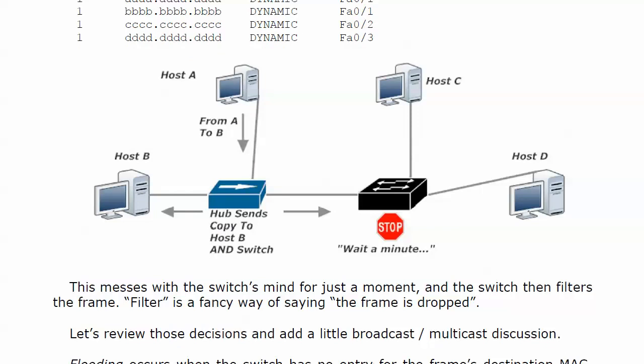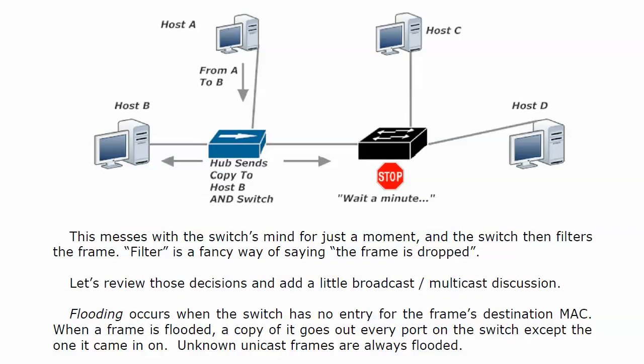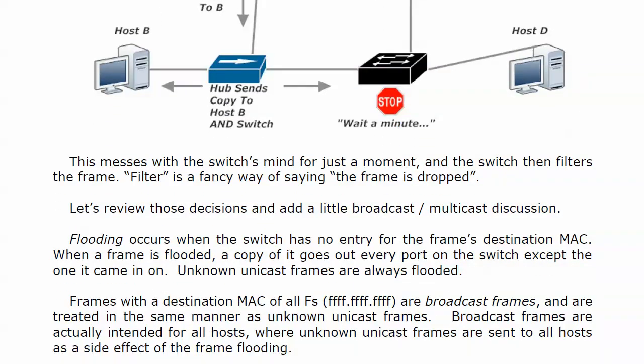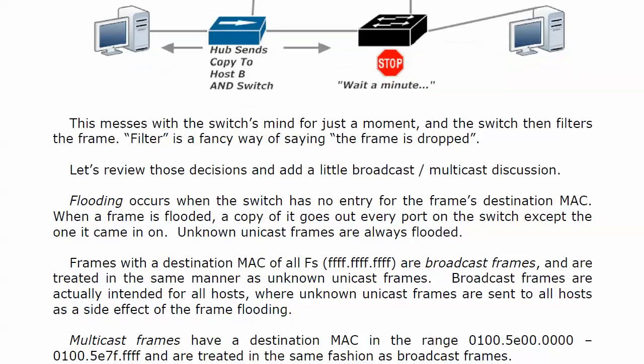Now, I want to review these decisions with you and add a little bit of broadcast multicast discussion to go with it. Flooding occurs when the switch has no entry for the frame's destination MAC, and when a frame is flooded, a copy of it goes out every port on the switch except the one it arrived on. Unknown unicast frames are always flooded. Now, frames with a destination MAC of all Fs, and they could be lowercase f's, uppercase f's, doesn't matter, these are broadcast frames, and they're treated in the same manner as unknown unicast frames. Broadcast frames actually are intended for all of our hosts, and unknown unicast frames are sent to all hosts. It really is a side effect of the frame flooding.